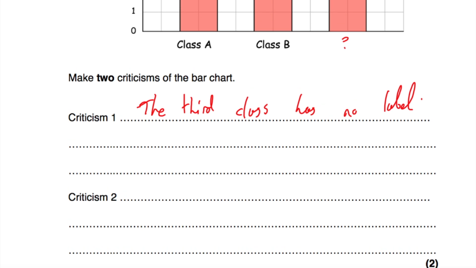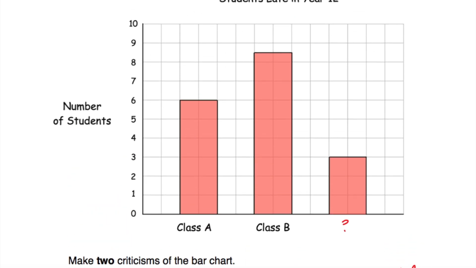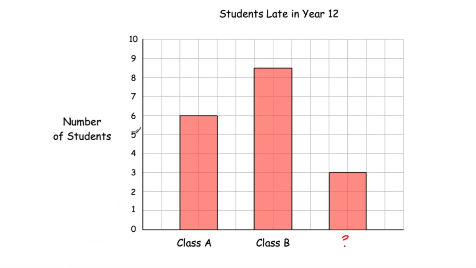And then in terms of the second criticism, let's have a look at this and see if we can find a second criticism here. So in terms of the vertical scale, 0, 1, 2, 3, 4, 5, 6, 7, 8, 9, 10. So that looks fine. They're all going up in the right order. And then we've got here the bars. They've all got the same width. They're all 2 boxes across, 2 boxes across, 2 boxes across. So that all looks fine. Okay, so let's look a bit further. The bar chart has got a title. The vertical scale's been labelled.